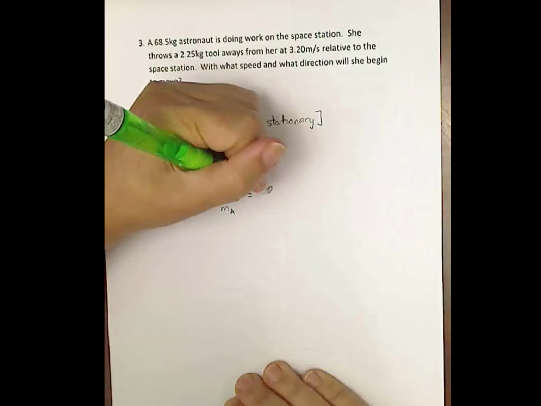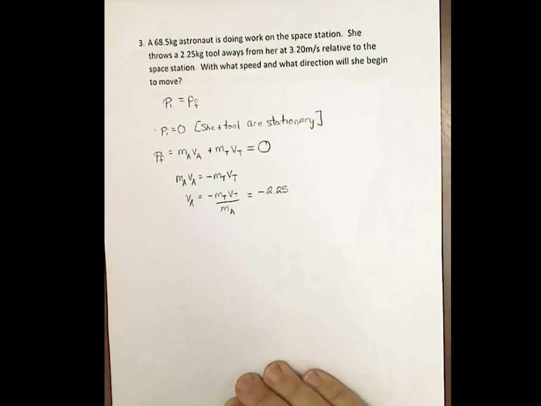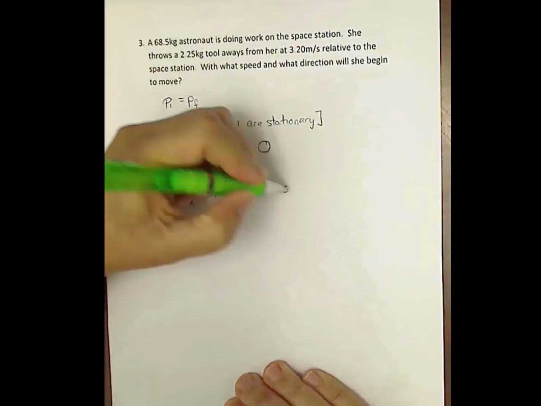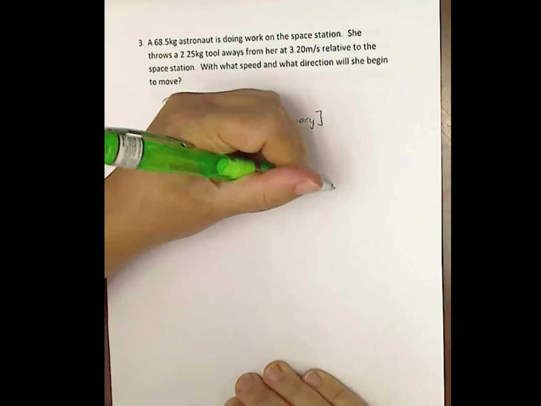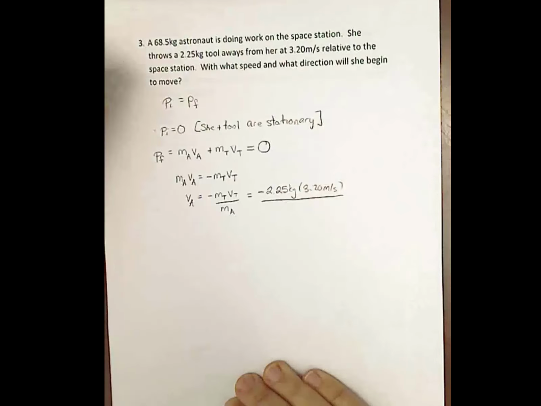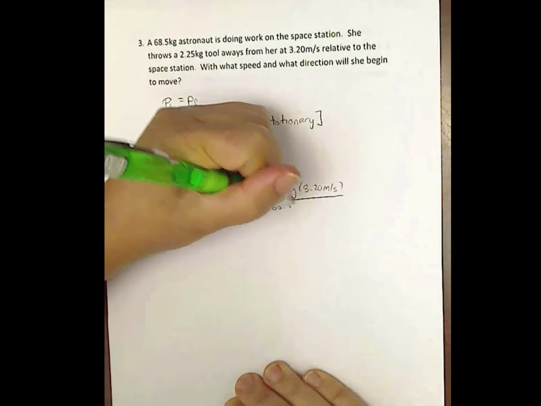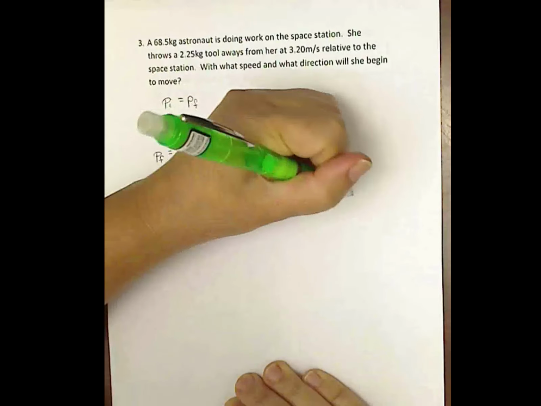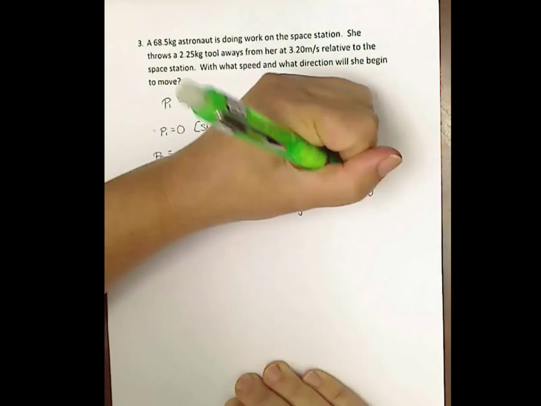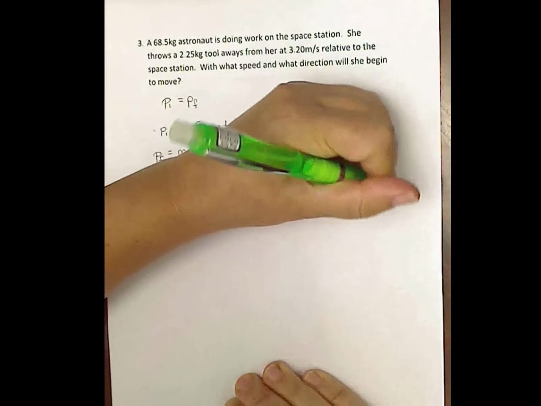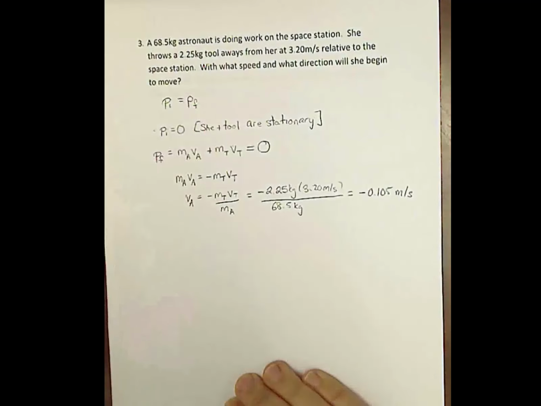Okay, so now we just put in our numbers. Mass of the tool is 2.25 kilograms. The speed of the tool is 3.20 meters per second. The mass of the astronaut is 68.5 kilograms. And so we get the speed of the astronaut is negative 0.105 meters per second. You notice in all these problems I'm given 3 significant figures, so I'm keeping 3 in the answer.